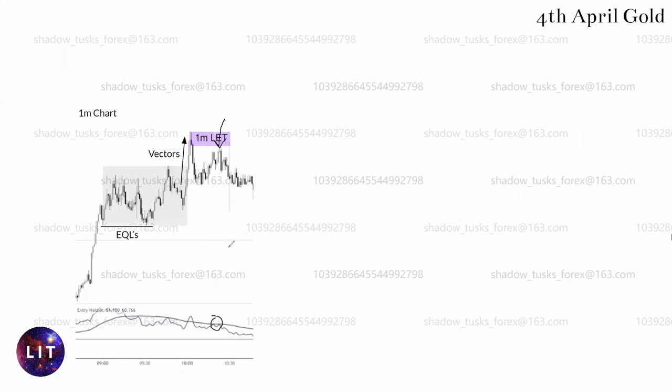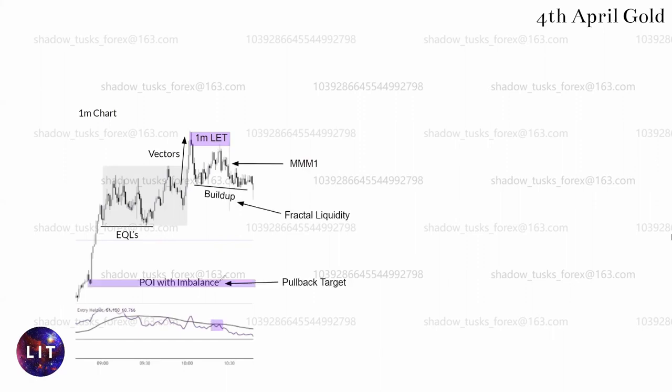Now, target-wise, we do have equal lows as our first target. However, what we also have as our main targets is a pullback, actually. So we have our pullback target of the POI with the imbalance over here. Why is that a target? Well, it's just a generic target for price to fill in these imbalances. If it breaks the low here, that's completely fine too. I don't really, should I say, care in the sense of if it reacts there or not. To me, it's a target within this little purple box of a zone. Within this area, I want to take profit essentially in there.